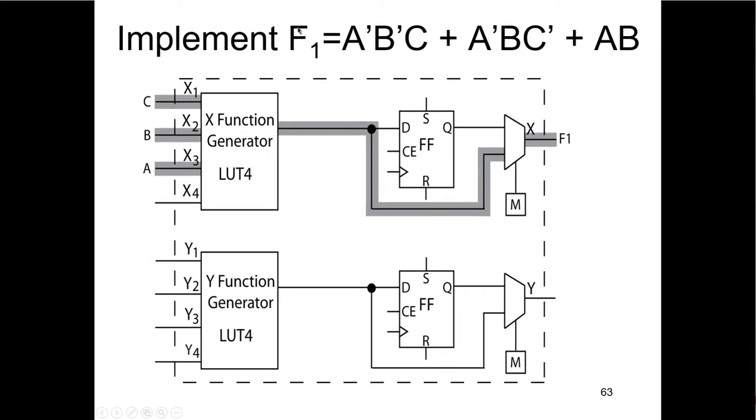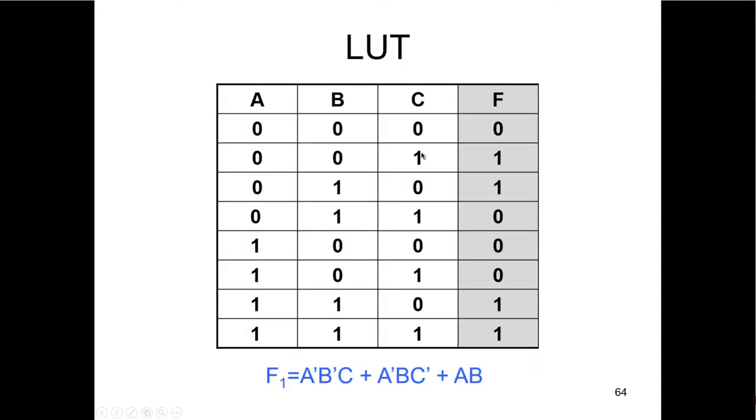So let's say you want to implement A' B' C + A' B C' + A B. Okay, so how would that look? So you just have A, B, C. So you only need three inputs, but you have four. So let's see how that would work. So in this case, we're going to put together A' B' C. So that would be A' B' C. So that's a one there.